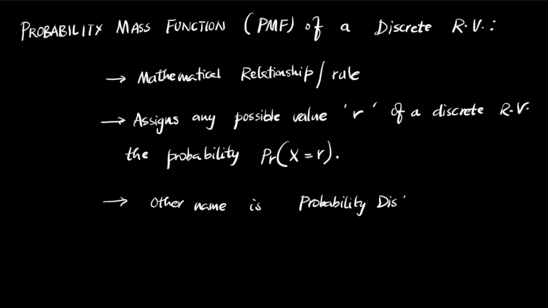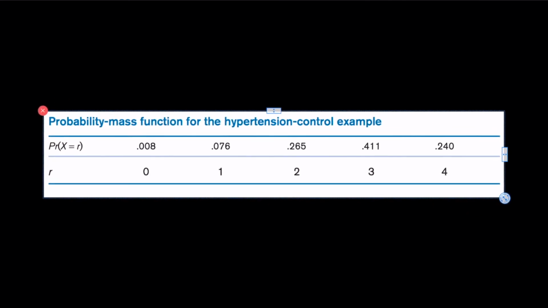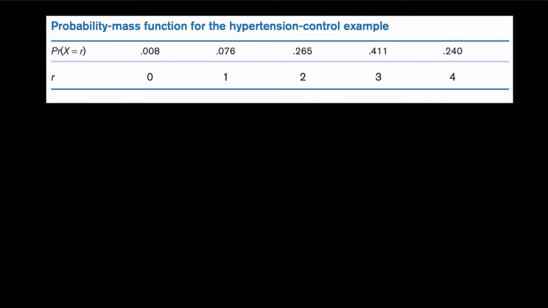So remember that we are making a distribution involving probabilities. That's the idea behind discrete random variables. For example, let's say I have an example of a probability mass function for hypertension control. This is the probability of how many patients in a given drug trial have hypertension due to the drug.